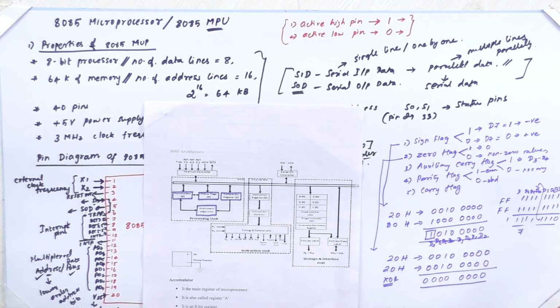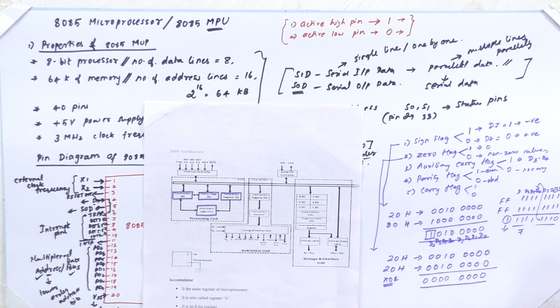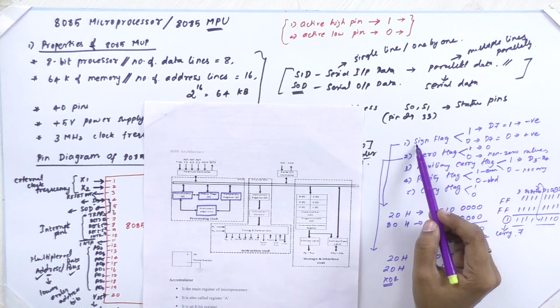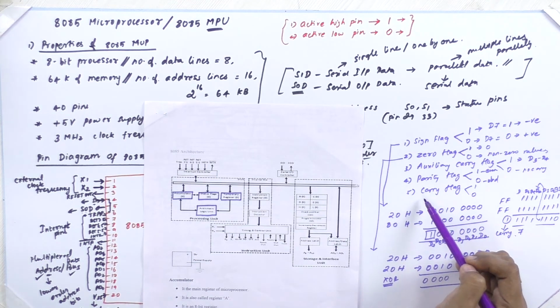And the next is the carry flag. When we consider this same example, when there is an extra bit after the D7th bit, then it is called as carry bit and the carry flag will set to 1. If there is no extra bit after this D7th bit, then it is no carry. It will be set to 0. So this is about flags. So first one is a sign flag, next is a zero flag, auxiliary carry, parity and carry flag.